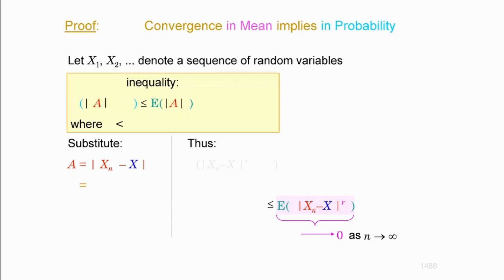Convergence in mean implies convergence in probability. I'm going to talk about that. For that, I'm going to use Markov's inequality referred to a certain probability. This means that the probability that the absolute value of a random variable is exceeding a certain value, which is delta here, is not going to be greater than the expectation of the absolute value of the random variable.